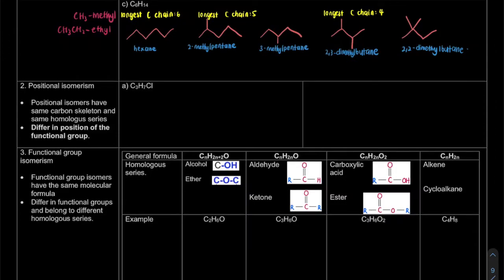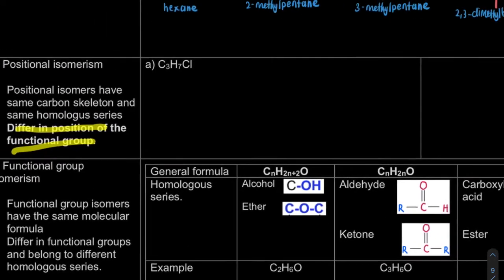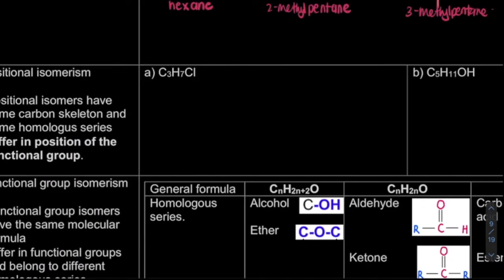Next is actually we're going to look at for the case of positional isomer, where the positional isomer we have the same carbon skeleton and same homologous series. So for the case of positional isomer, there's no need for you to do the longest carbon chain. But then, for the case of positional isomer, it will differ in the position of the functional group itself. So let's look for the first case.